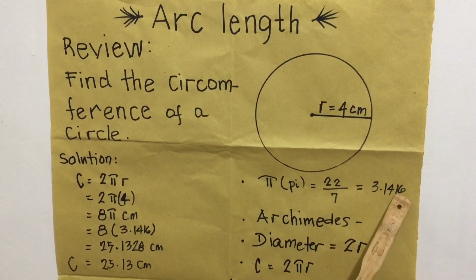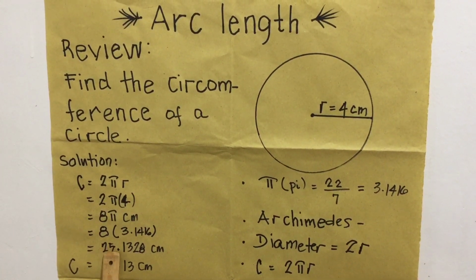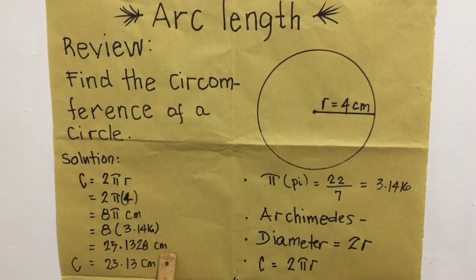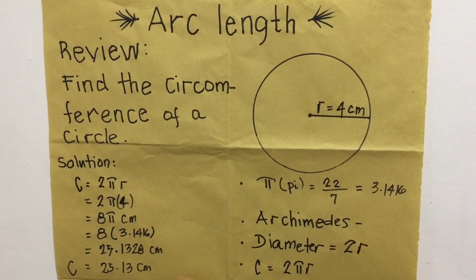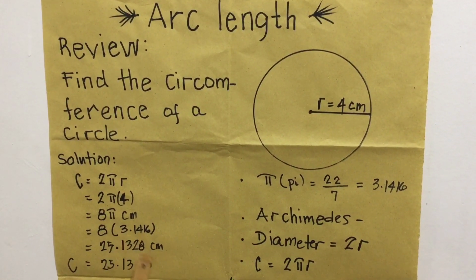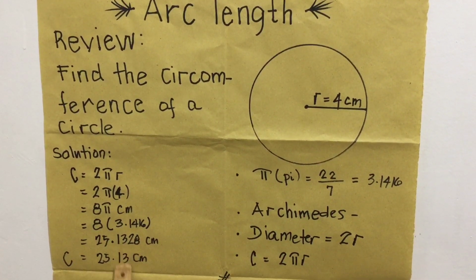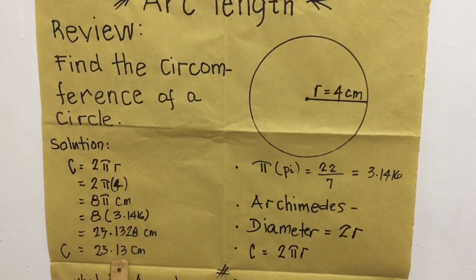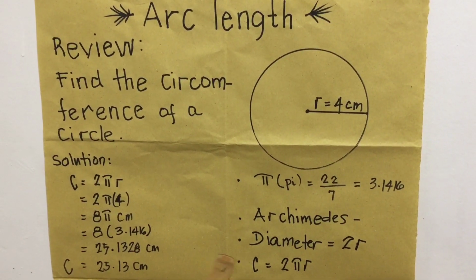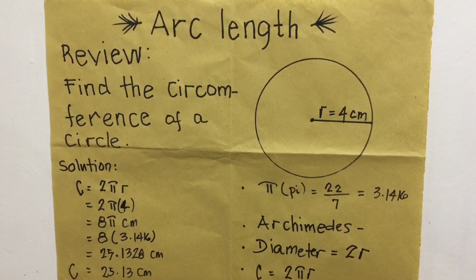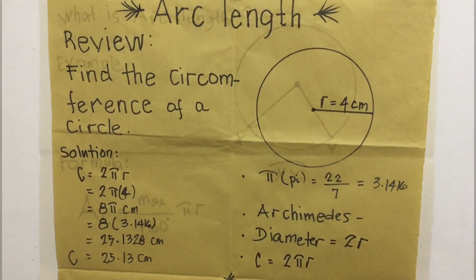We have 3.1416. Then the result equals 25.1328 centimeter. If the teacher requires to reduce this into 2 decimal places, we're going to round off and we're going to cancel the 28. And since 28 is less than 50, we cannot add 1 to the next number. So that's why our final answer for the circumference, with the given radius 4 centimeters, circumference equals 25.13 centimeter.